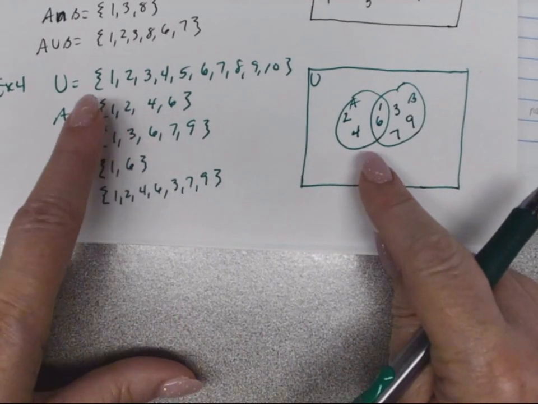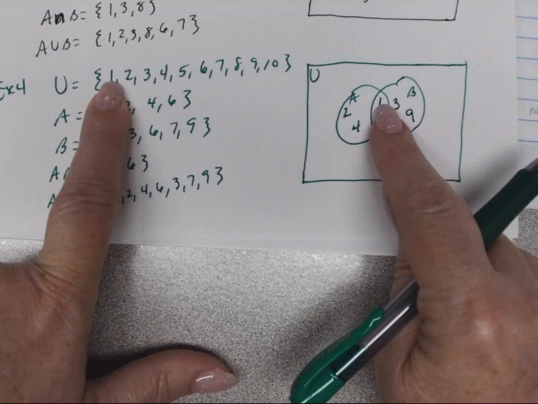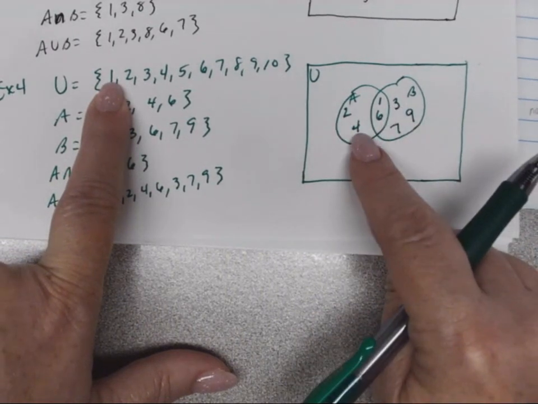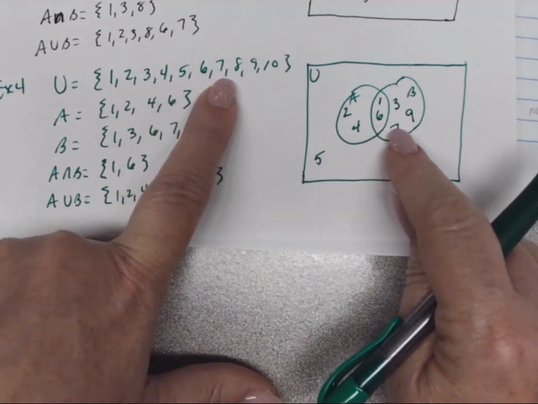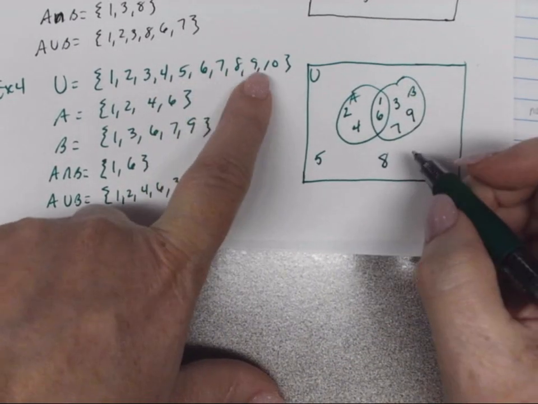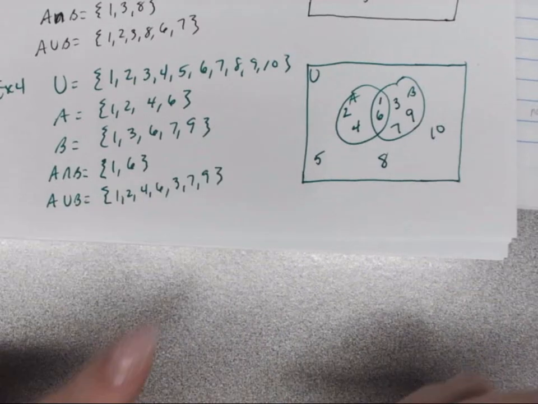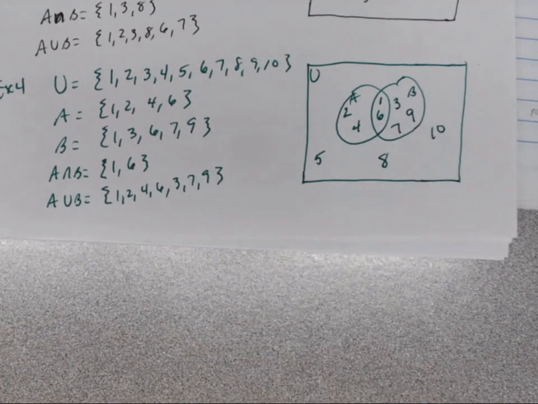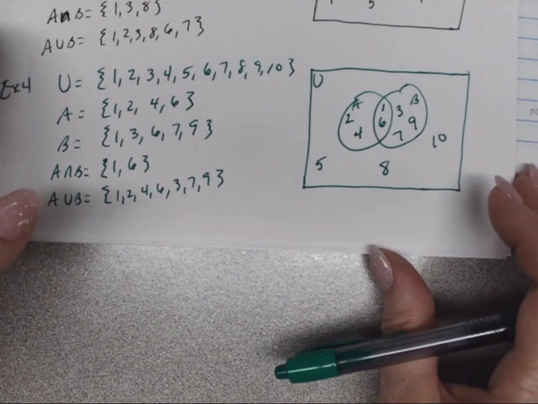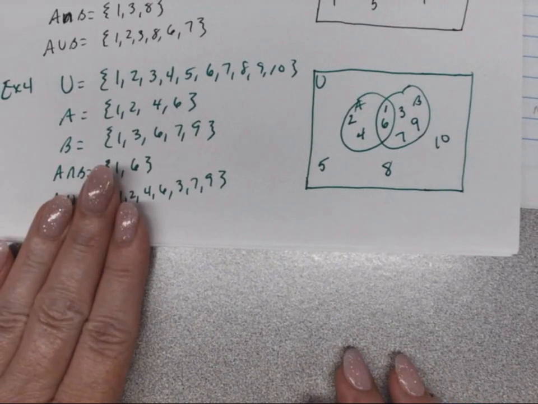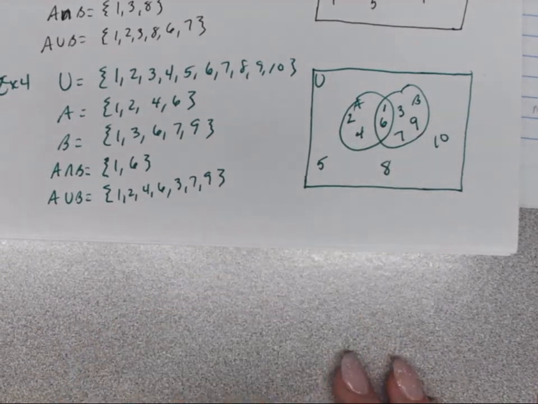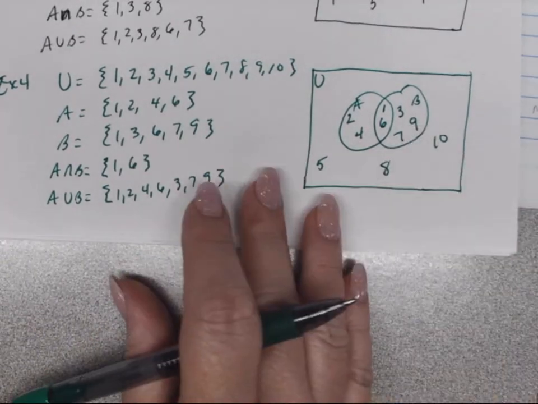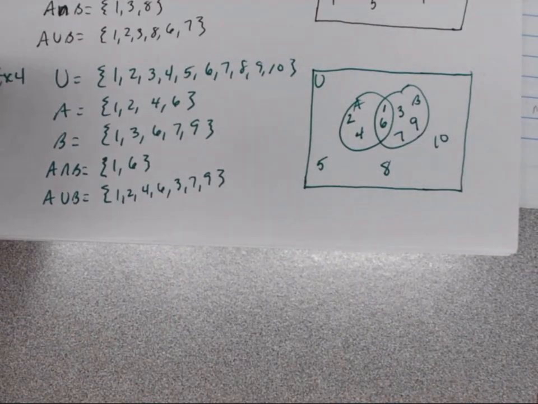Now I go back to my universal set. I have 1, 2, 3, 4. I need a 5. I have a 6. I have a 7. I need an 8. I have a 9, and I need a 10. So that would be what's in your universal set. So really make sure you're doing your intersections, because the intersection is going to help you see what they overlap with. All right, so these were Venn diagrams with 2 parts.